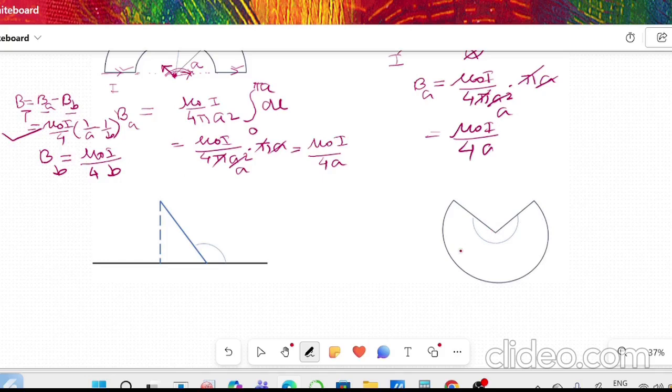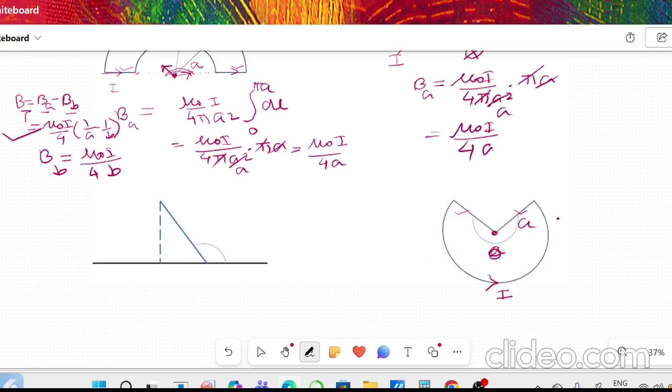You see, here, suppose I'm making an angle of theta, and if this radius is A, then what will happen? Here, these two sections will not produce a magnetic field at the center. So the magnetic field is only due to this section.